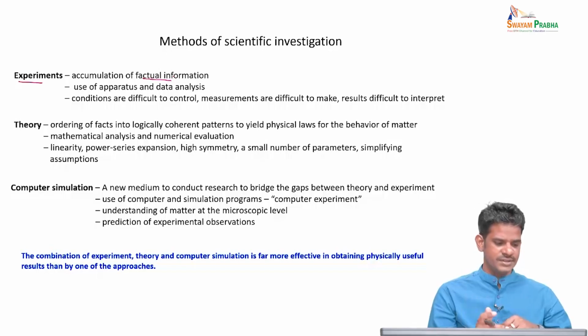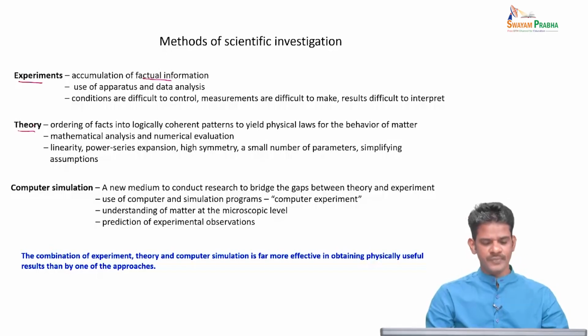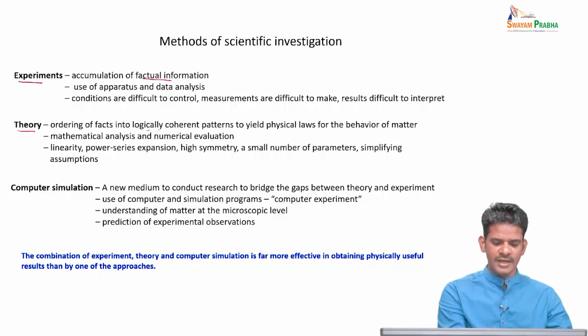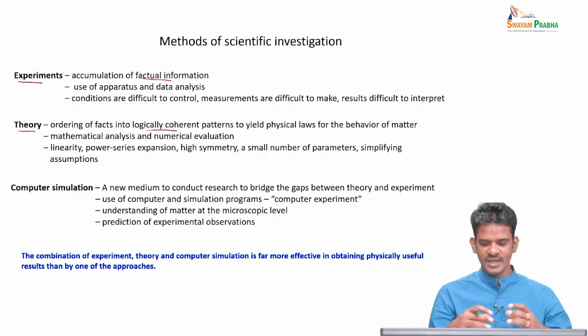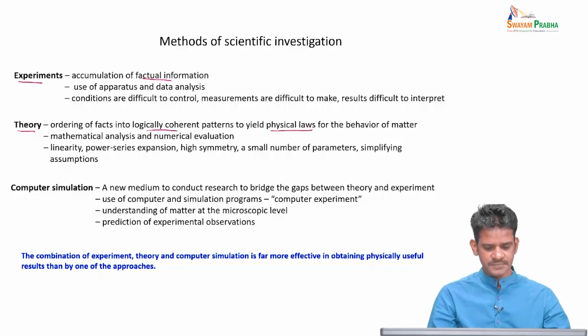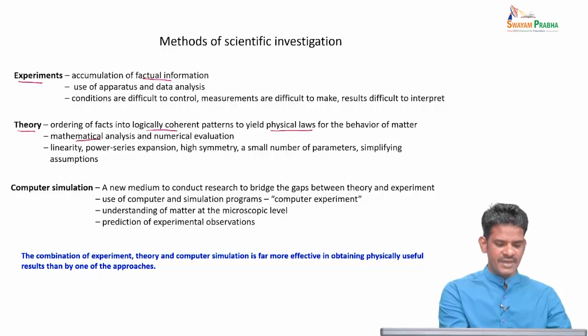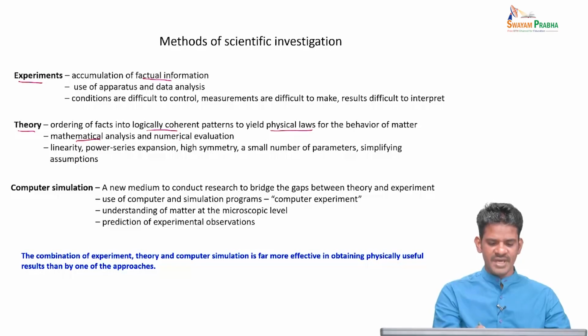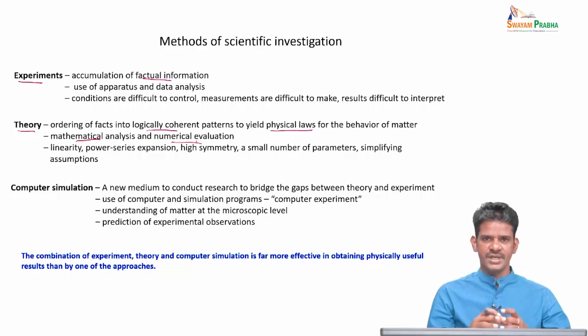The other way of doing this is doing what is known as theoretical investigation, where you collect all these facts which are available empirically or experimentally, and then you try to coherently put them together into a pattern, and draw some physical laws that will characterize the system's behavior. This often uses mathematical deduction and analysis, and sometimes even numerical evaluation also. So traditionally, scientific investigation has been taking place either via experimental methods or by theoretical means. Now, each of these methods, even though they have their advantages, also have some shortcomings.